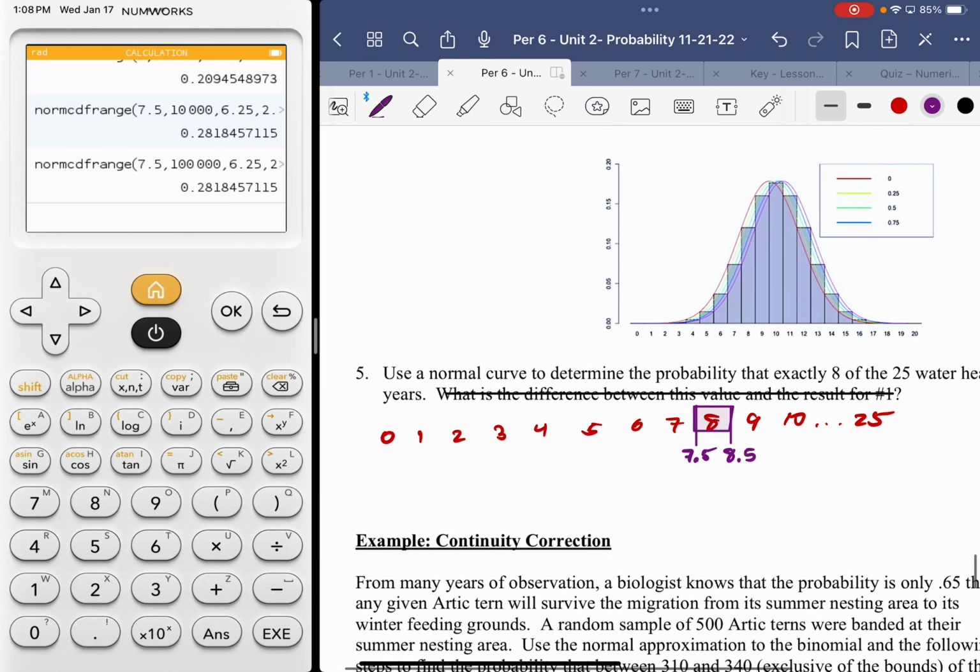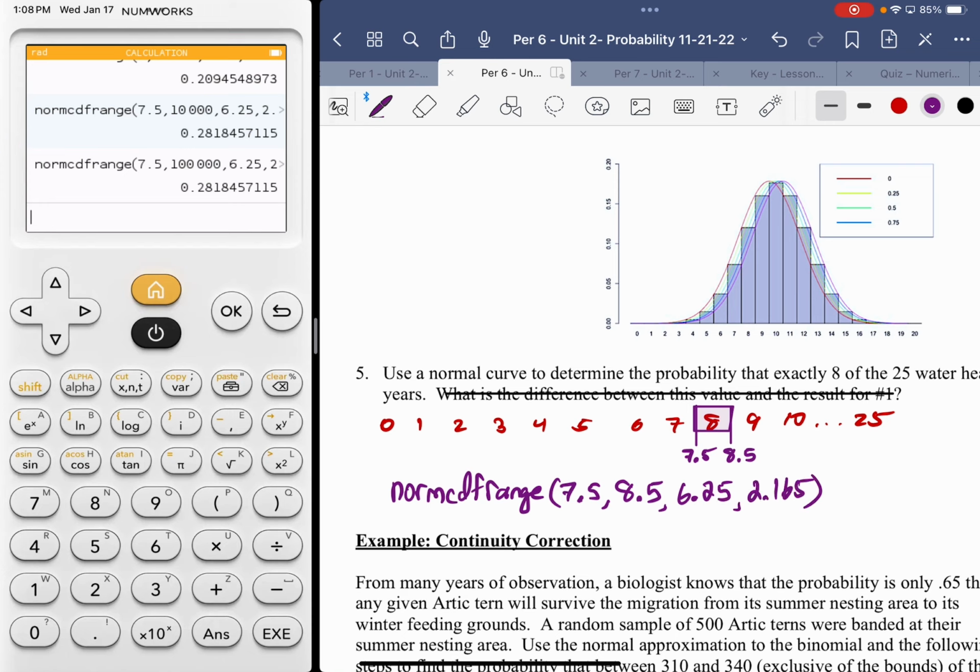All right, so again, I'm just going to use the more streamlined approach, norm CDF, going from 7.5 to 8.5 with a mean of 6.25 and a standard deviation of 2.165. So norm CDF range 7.5 to 8.5, 6.25, 2.165. All right, so it gives me an approximate value. I'm going to steal this. So about 0.133.